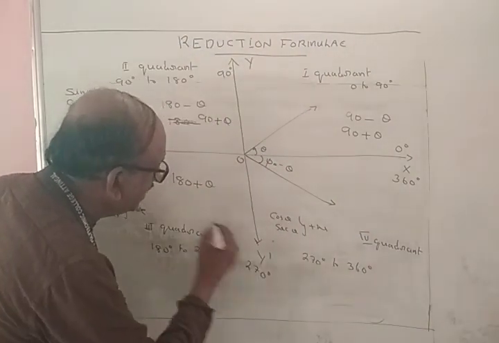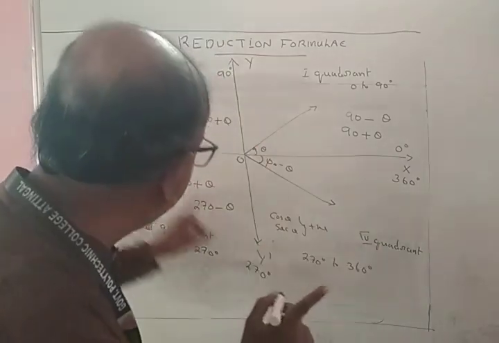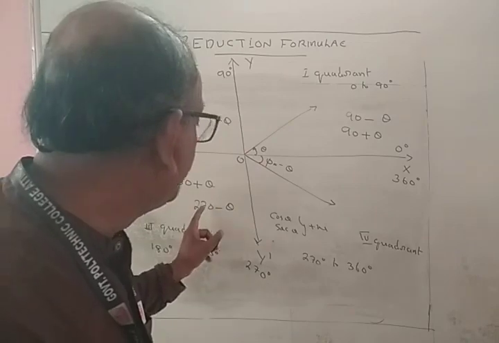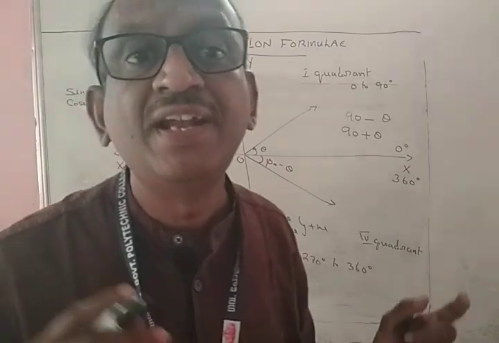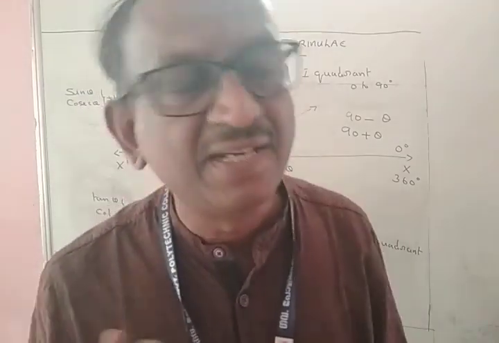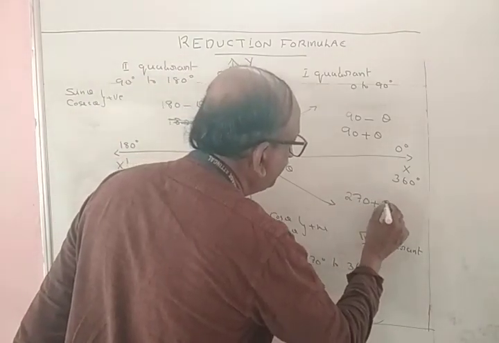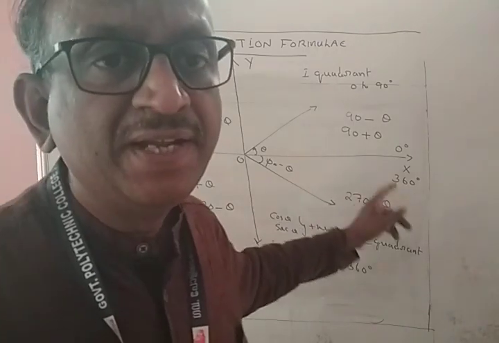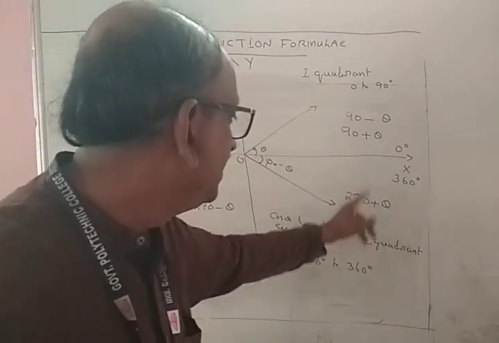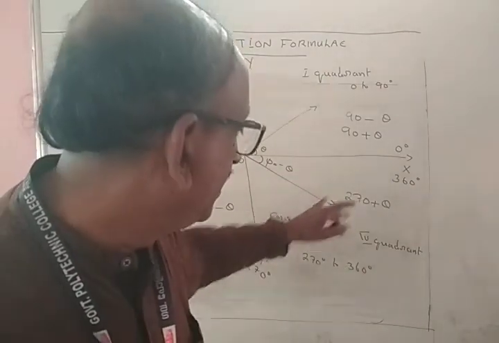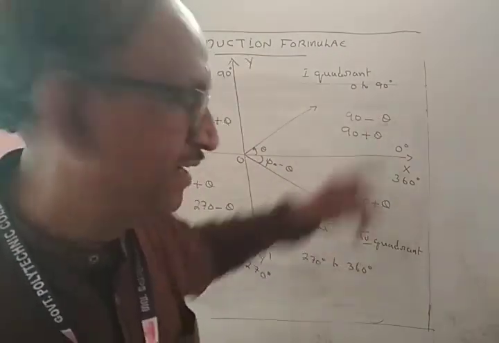Next, this is 270. Therefore, 270 minus theta is less than 270. Less than 270 is in the third quadrant. Therefore, 270 minus theta is in the third quadrant, and it is also a related angle because it is obtained from theta. Next, 270 plus theta is an angle obtained by adding theta to 270 degree. Therefore, it is greater than 270. Greater than 270 is in the fourth quadrant. This is also a related angle.